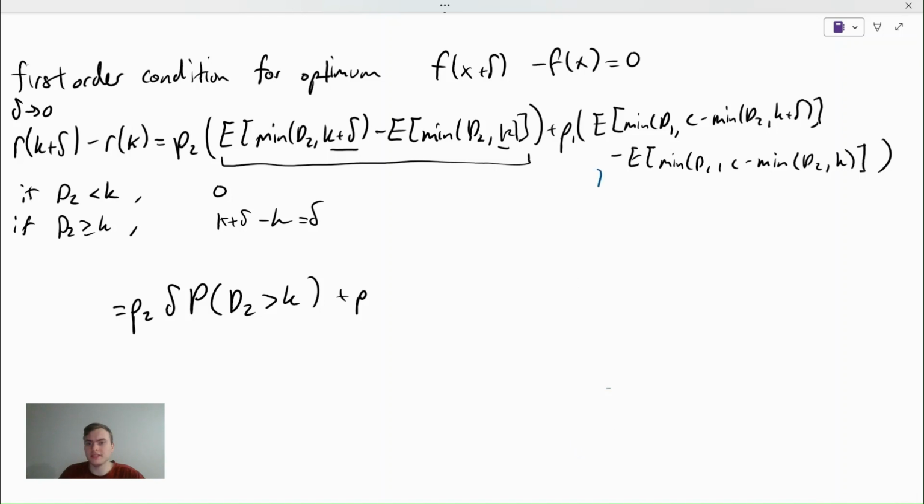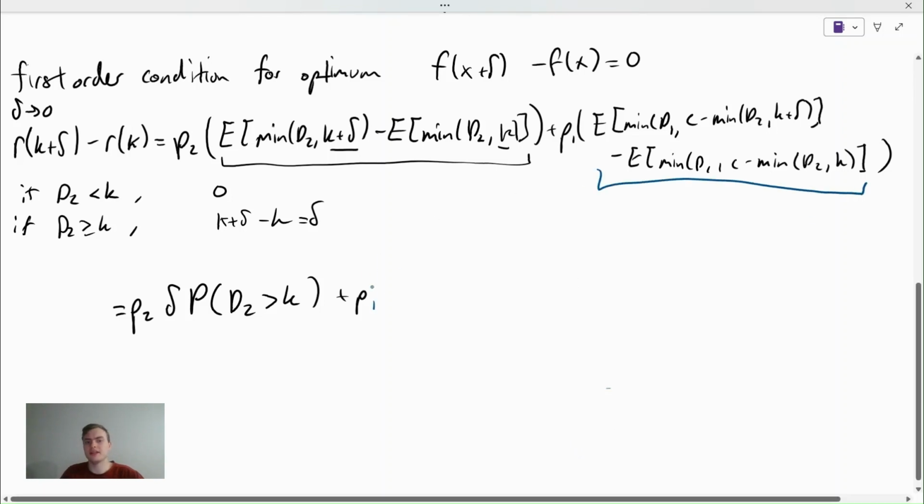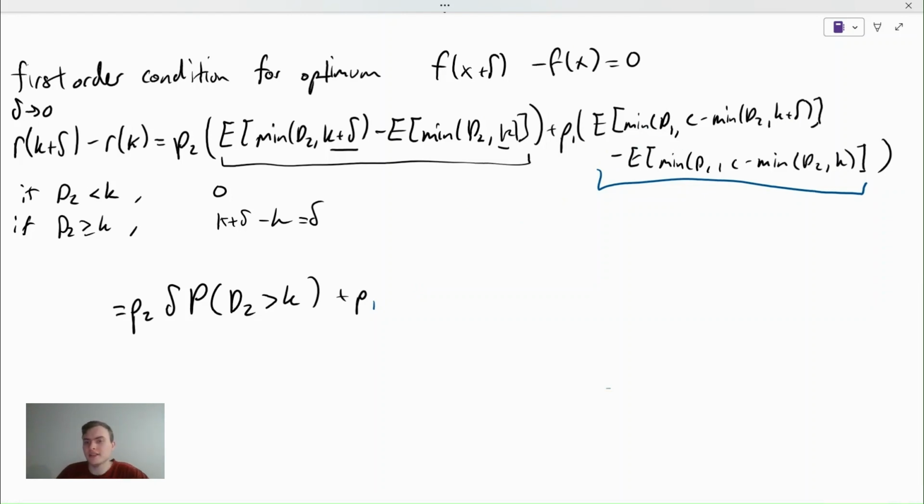we think about this right side in blue, and that's P1 times whatever this difference in expected value comes out to. A lot of the time, these two random variables are going to be the same and the difference is 0, but we can think, in what case are we going to end up with the k plus delta over here and the k over there, right? So if d1 is the minimum, or d1 is less than c minus min d2 k plus delta, then we're going to get expected value of d1 minus expected value of d1, right? And so that whole thing comes out as 0.